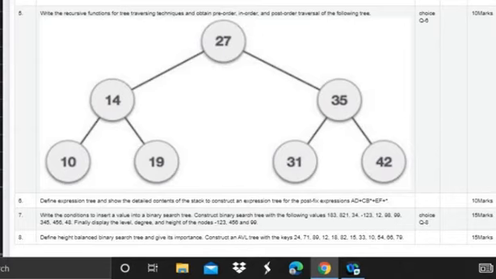Question number 8. Define height balanced binary search tree and give its importance. Construct an AVL tree with the keys 24, 71, 89, 12, 18, 82, 15, 33, 10, 54, 66, 79.